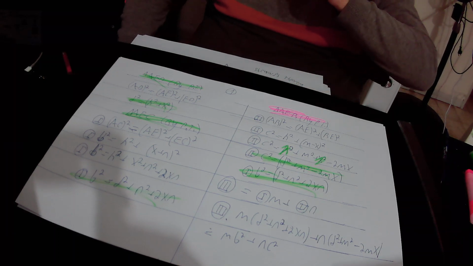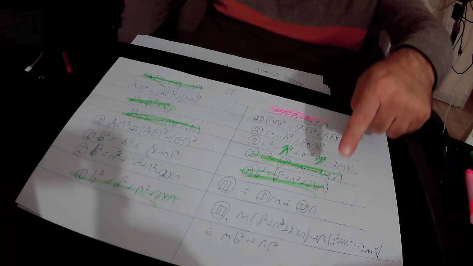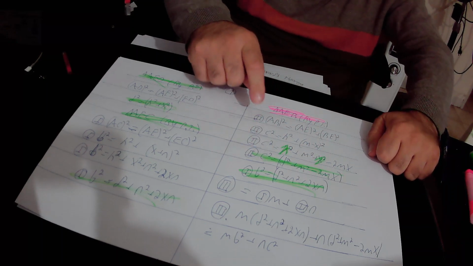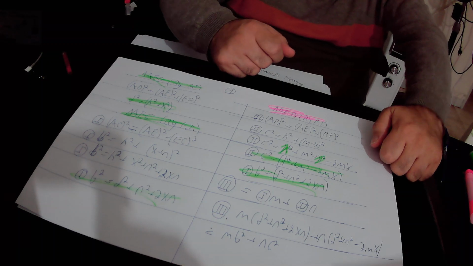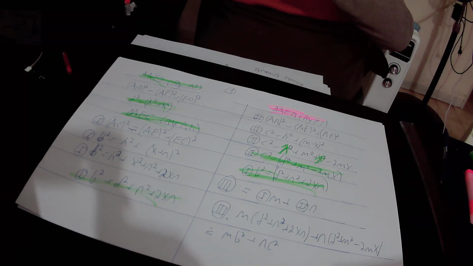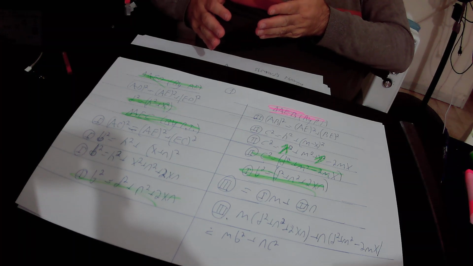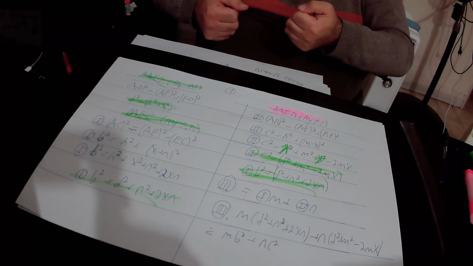We did it in the following way: we multiplied equation number 1 by m, then we multiplied equation number 2 by n, and then we added the two equations together, and this created equation number 3. And we did it in two steps. In the first step, we multiplied the right side of the two equations, and then we multiplied the left side of the two equations.